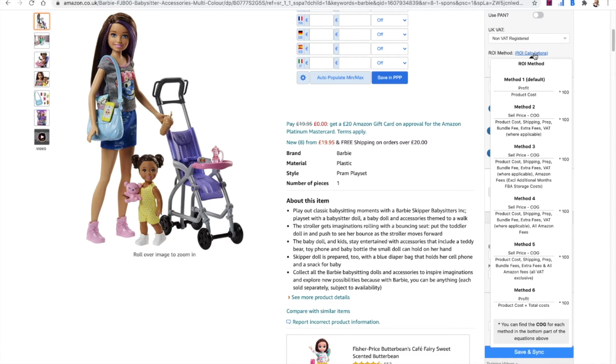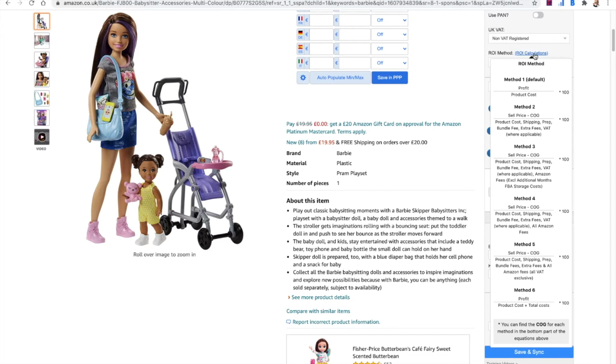So method 1 is the most basic ROI calculation, because you've got to bear in mind that ROI is not an accountancy or a tax calculation. It's a business management tool. So there's lots of different ways to calculate it, and there's no right or wrong answer. They're just doing slightly different things. So you need to understand what they're doing so you can choose, as I say, what's best for your business.